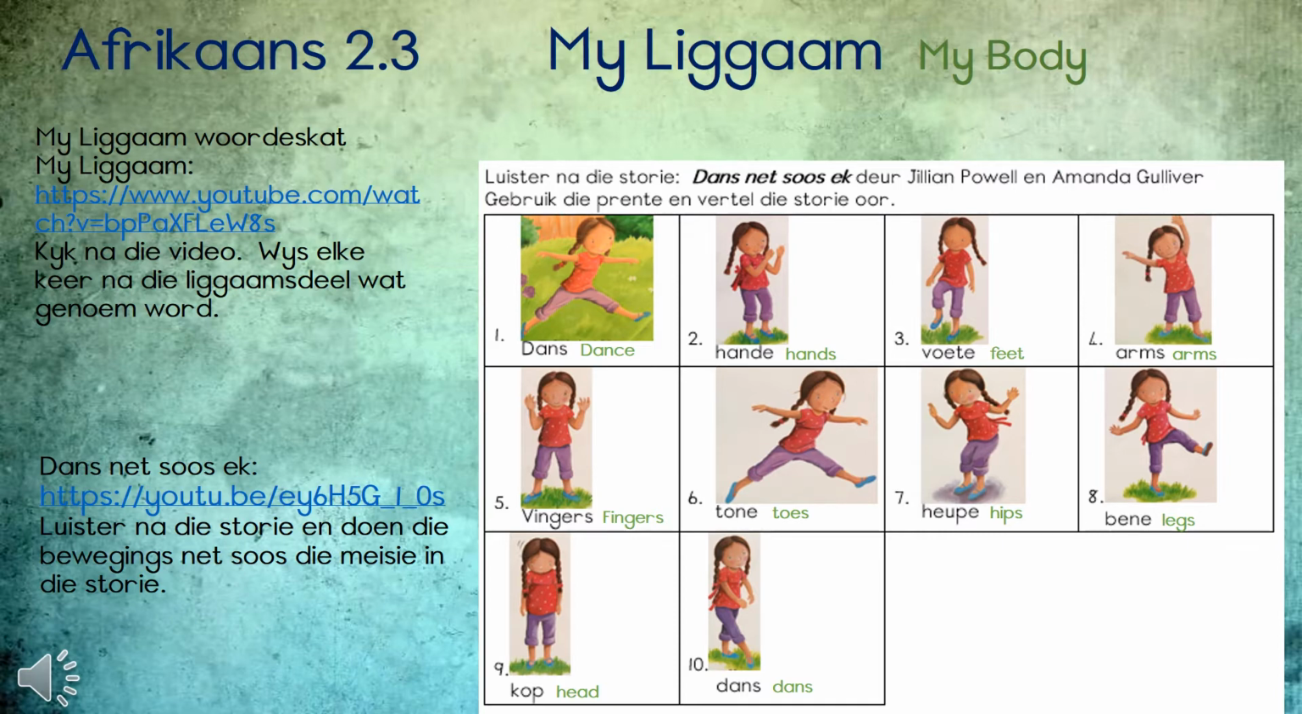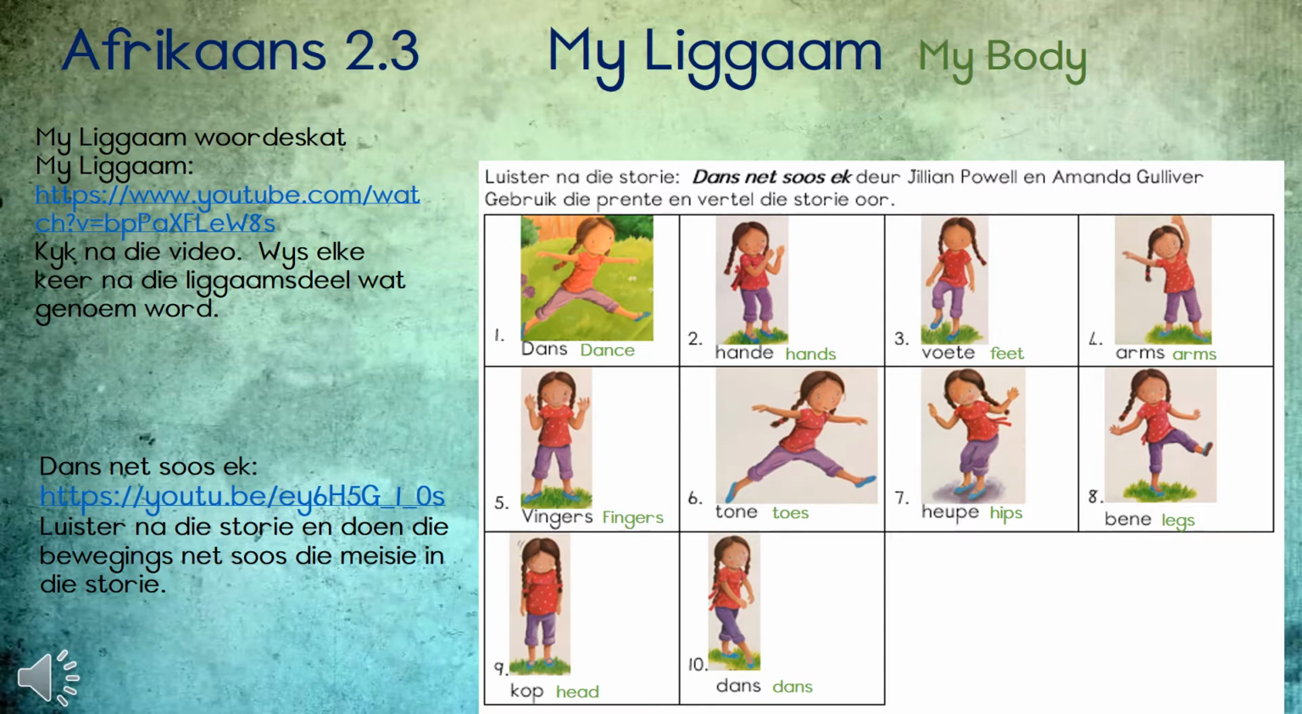Before we start with our lesson, I want you to watch the YouTube video about my liggaam to build up some vocabulary. As you watch the video, point on your body to the body part and name it in Afrikaans. After that, listen to the story, net soos ek. I want you to listen to it twice. The first time, just listen to it. The second time, try to do the actions along.